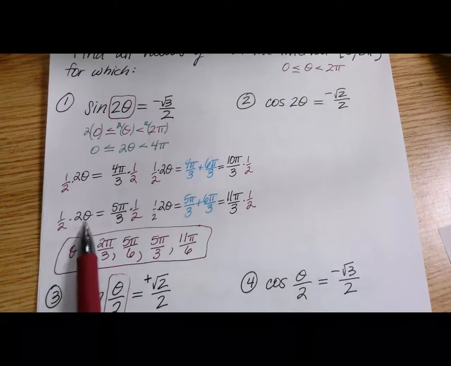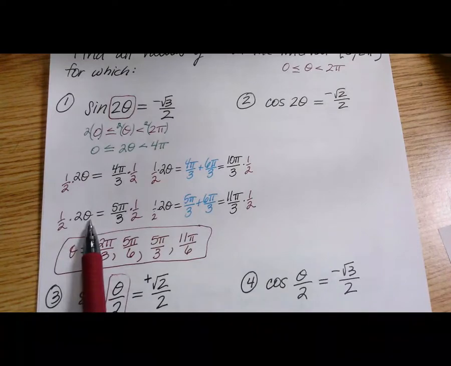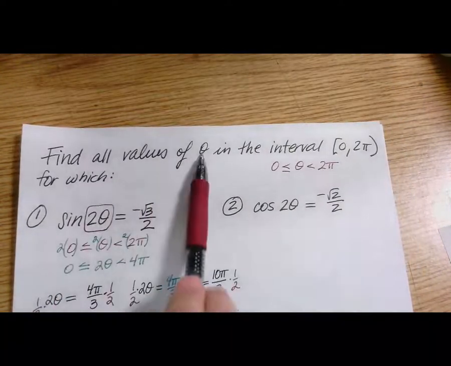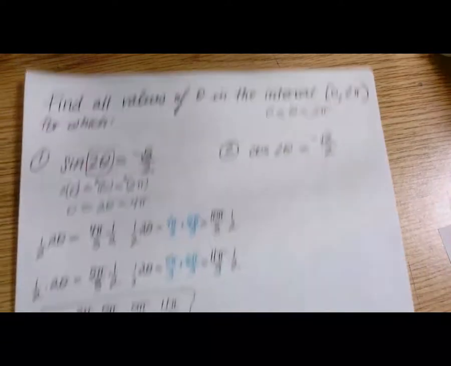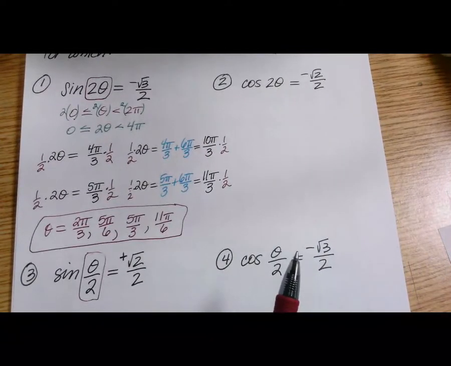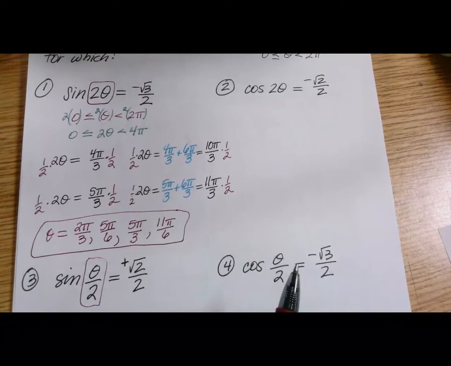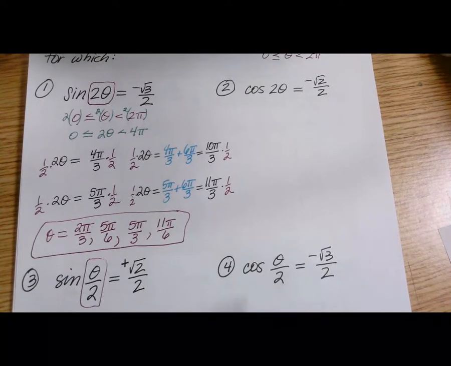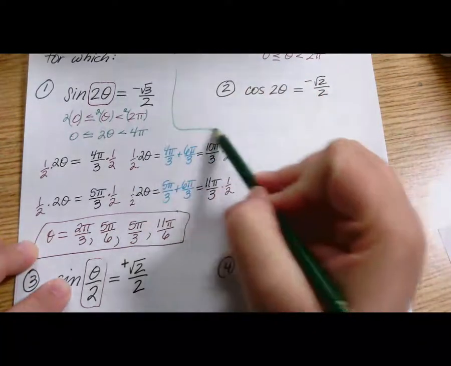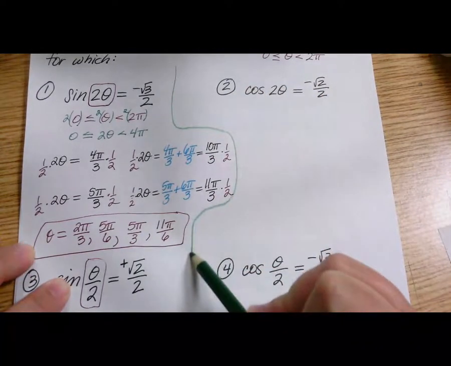To try and get theta by itself to solve. Because what we're doing ultimately is finding all values of theta for which this is true, so we have to get theta by itself at the end. Okay, so I'm going to go ahead and sort of cordon this off and say, why don't you try number 2 here?